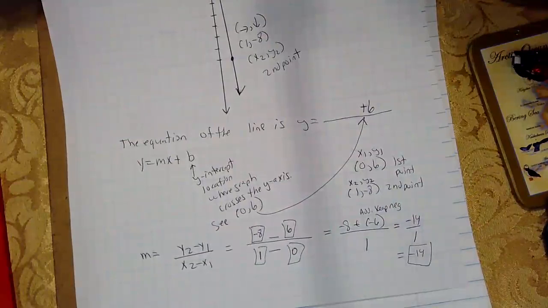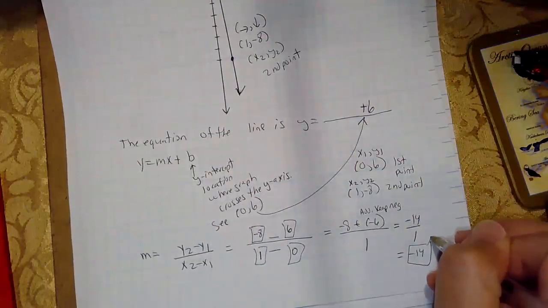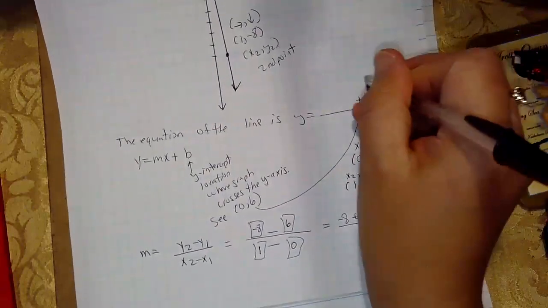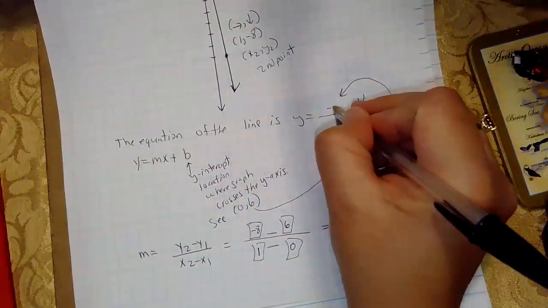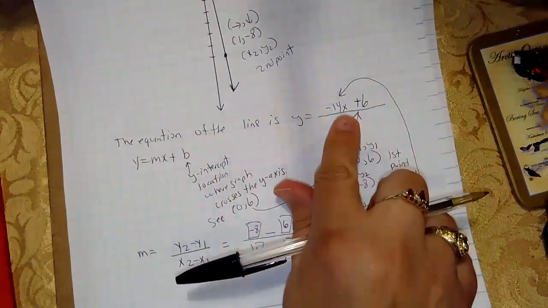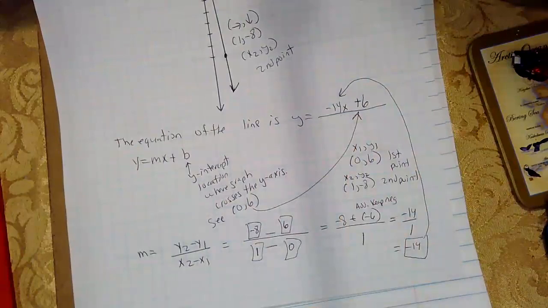And so that goes over here, for your mx. So it's a negative 14, and you do have to put the x. You just can't put negative 14 plus 6. You do need the x, but that's where it's coming from.